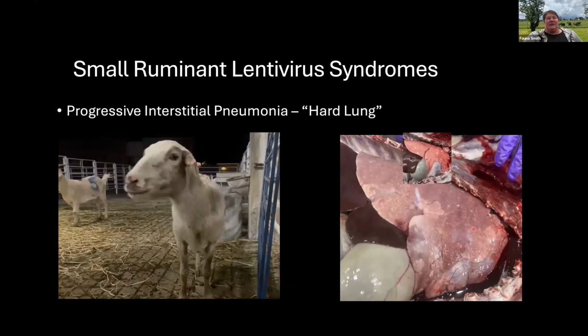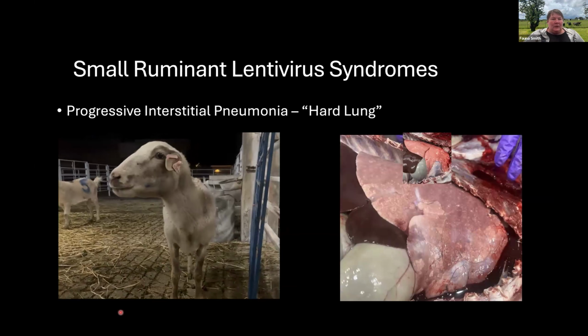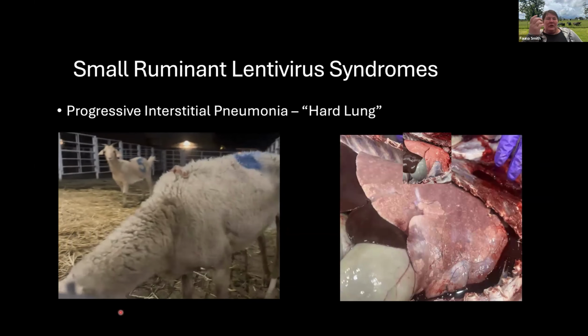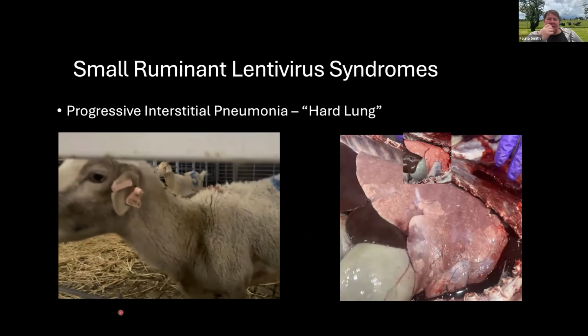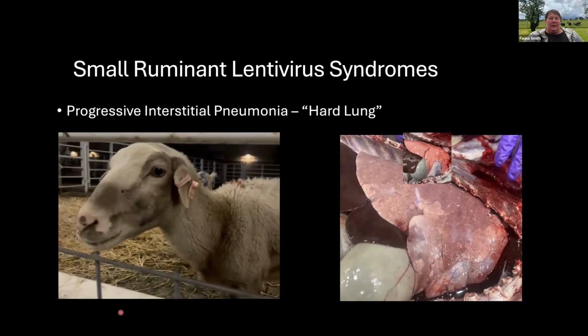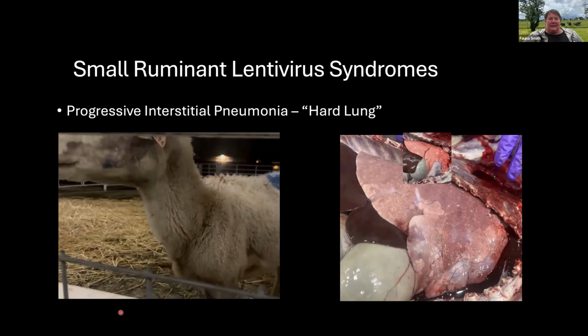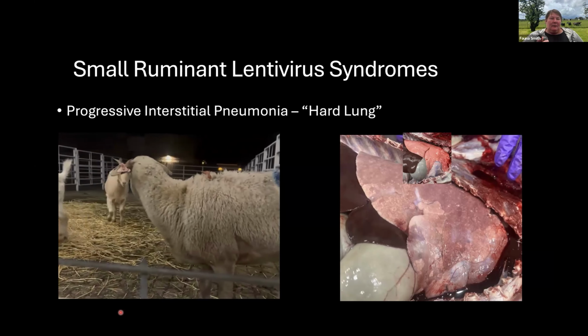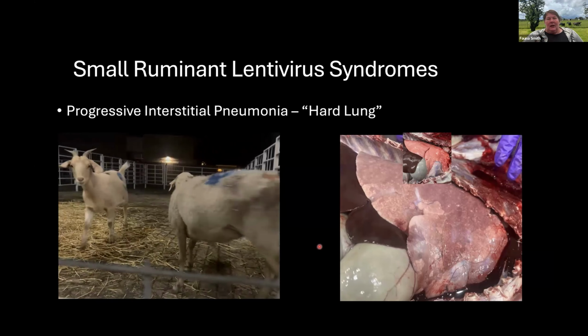We also will see an interstitial pneumonia. This is the classic presentation in sheep, and it is much more classic in sheep. You'll walk out into a pen of sheep or goats and they're standing there breathing like this, very labored breathing. You'll see an abdominal press. And when you open these chests, this is actually that ewe's lungs.